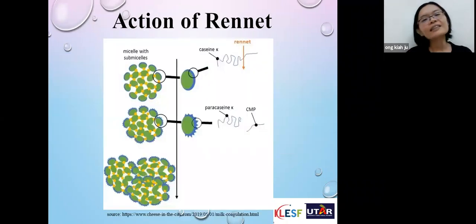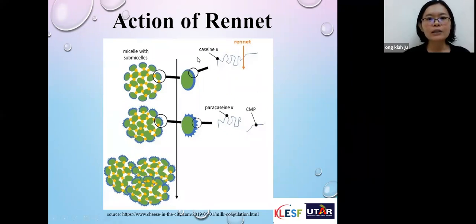Just now we did mention also that during the process of cheese making, you are adding in rennet. Why do we add in rennet? Actually, this rennet is a kind of enzyme, and it involves a few stages, a few mechanisms. When you add in rennet, there are a few chemical reactions that happen, but I would like to make it short and simplify it so that all of you can understand easily.